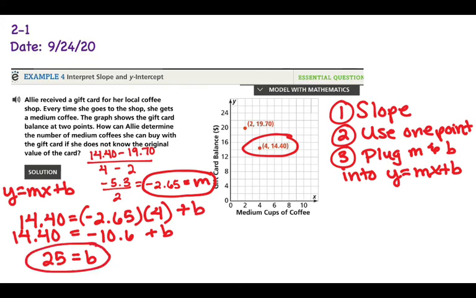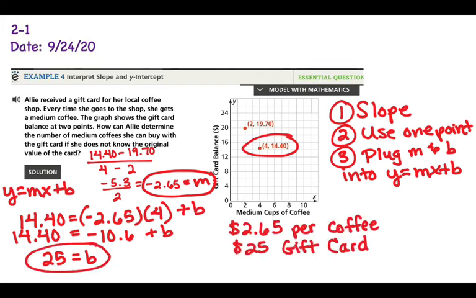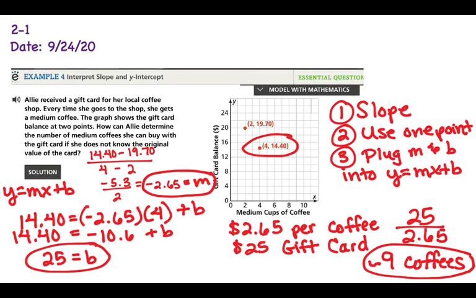So we don't have to then plug our m and b back into the equation because it didn't ask us for that equation, but I just want to show you what it should be. I don't know if I put it here or not. No, I didn't. Okay. So that means that $2.65 for a coffee, $25 was the original gift card amount. So if we then take our $25 gift card, because the whole question's asking how many coffees can she get if she gets the same thing every time, we divide 25 by 2.65 and find that it's approximately 9 coffees. So it ends up being 9.43 repeating, I believe, and obviously she can't buy 0.43 of a coffee. So she has enough money to buy 9 coffees with that gift card.